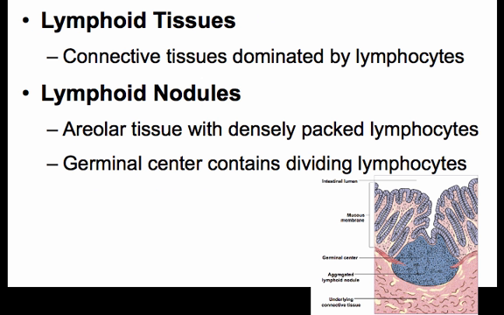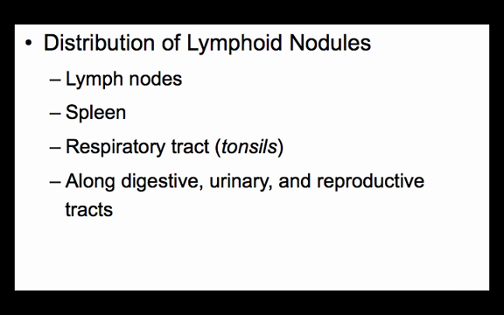Lymphoid tissues are connective tissues that are dominated by lymphocytes. Within the lymphoid tissues are lymphoid nodules, which are areas of areolar tissue with densely packed lymphocytes. The germinal center of these lymphoid nodules contains dividing lymphocytes. Lymphoid nodules are located in the lymph nodes, spleen, respiratory tract, and along the digestive, urinary, and reproductive tracts.